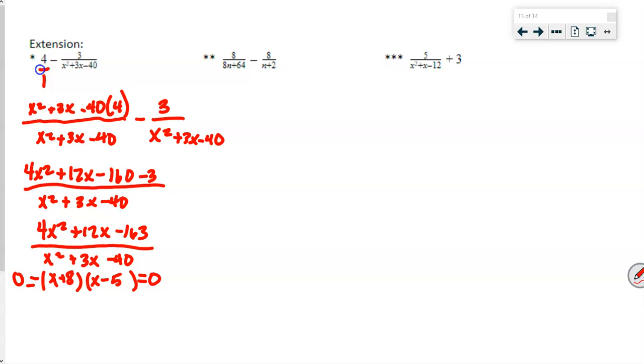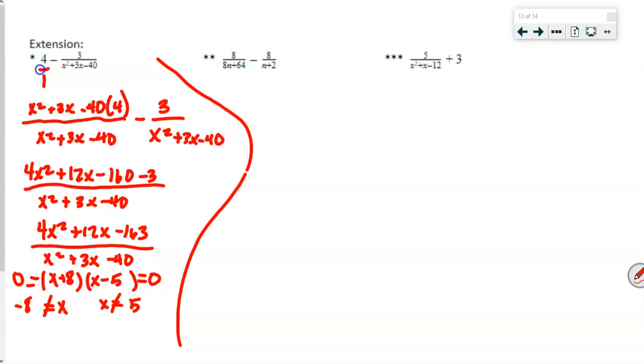So this is all we're left with, this undefined value. So x cannot equal negative 8, and x cannot equal 5, okay? So this is one of those lovely ones, right? So, all right, let's see if you guys can do the next two.